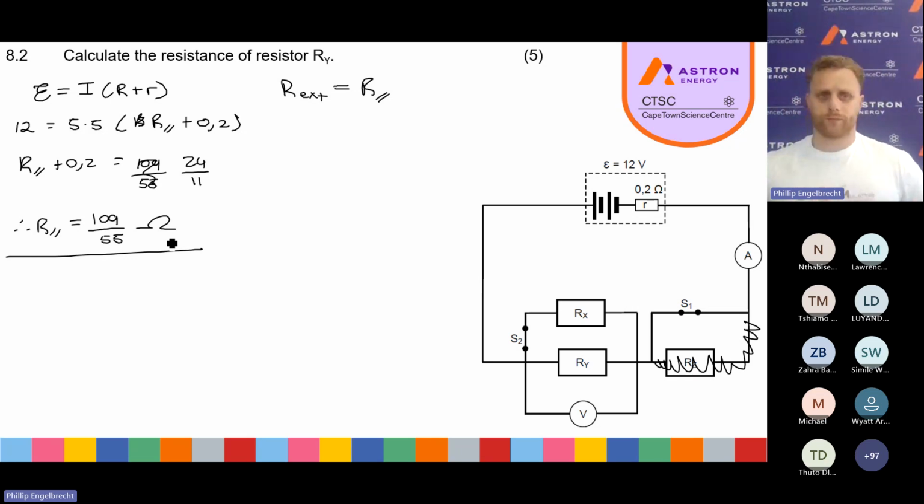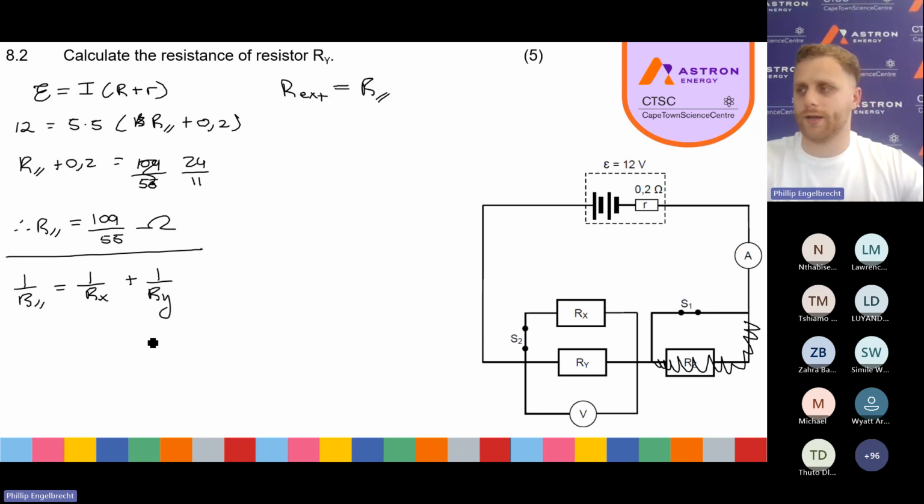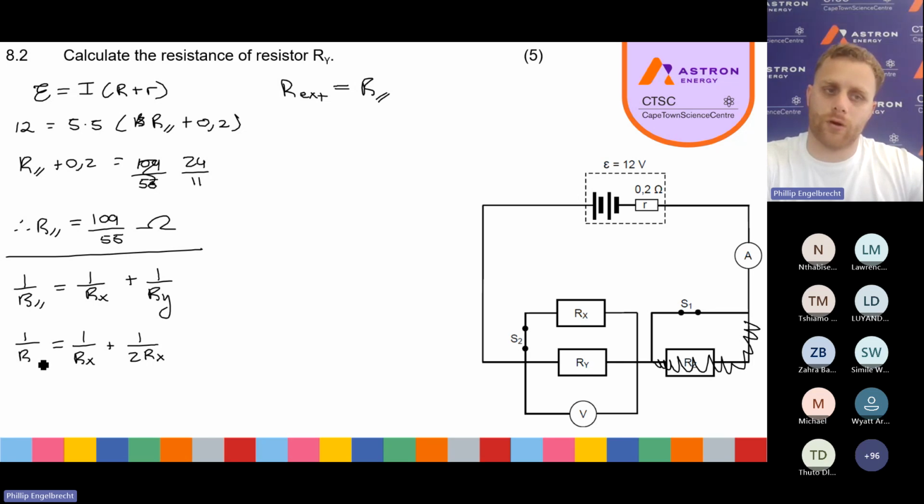What can I do now? Well, now I can figure out what the value of resistor X is. I know that 1 over R parallel is equal to 1 over Rx plus 1 over Ry. Now remember, we have been told that Ry is twice Rx. So this becomes 1 over Rx plus 1 over 2Rx. That is 1 over R parallel.